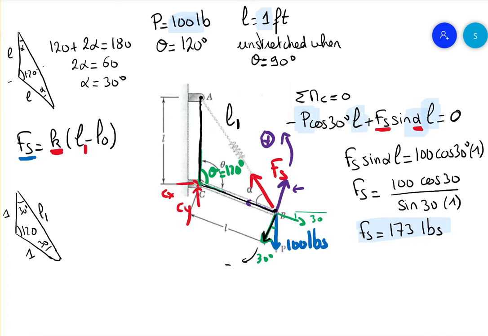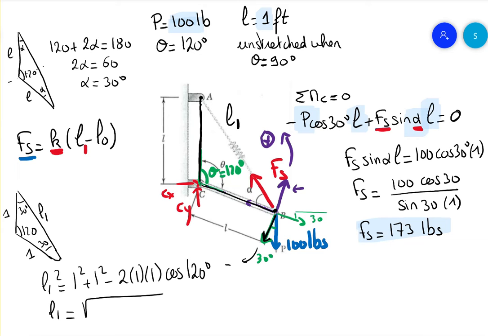So we can use the cosine law for that, right? So we have L1 square that is equal to 1 square plus 1 square minus 2 times 1 times 1 times cosine of the opposite angle, 120 degrees. So L1 is equal to the square root of 2 minus 2 cosine 120. How much is that? That's 1.73.